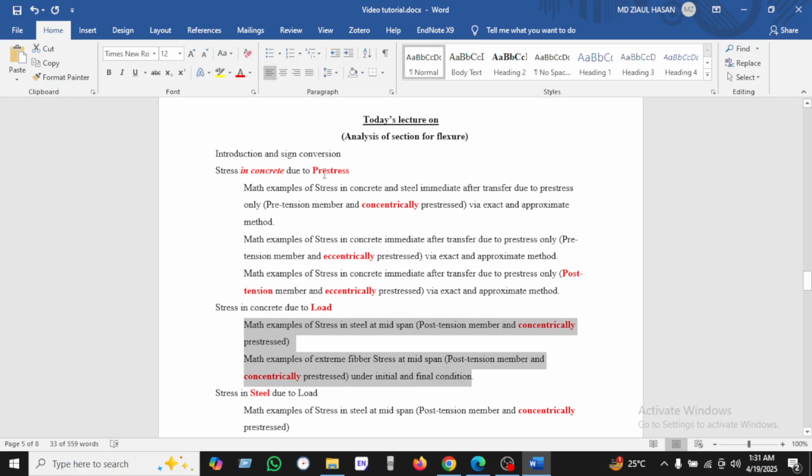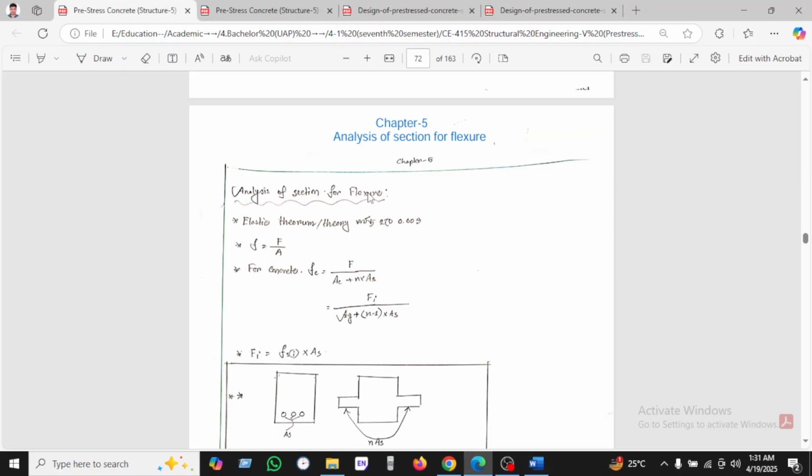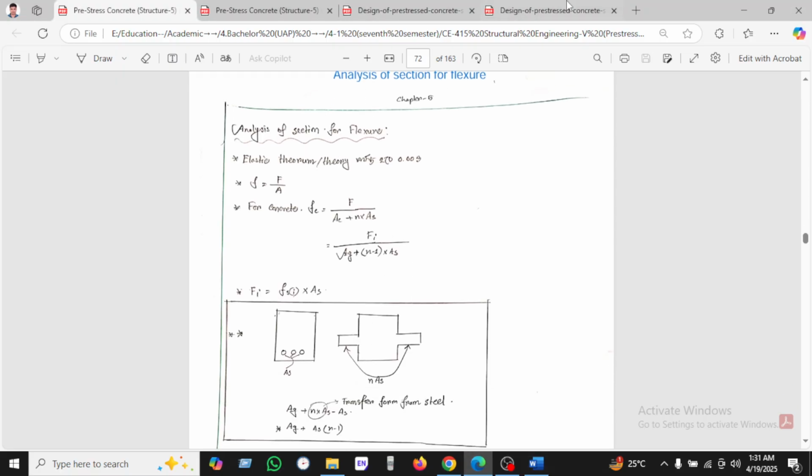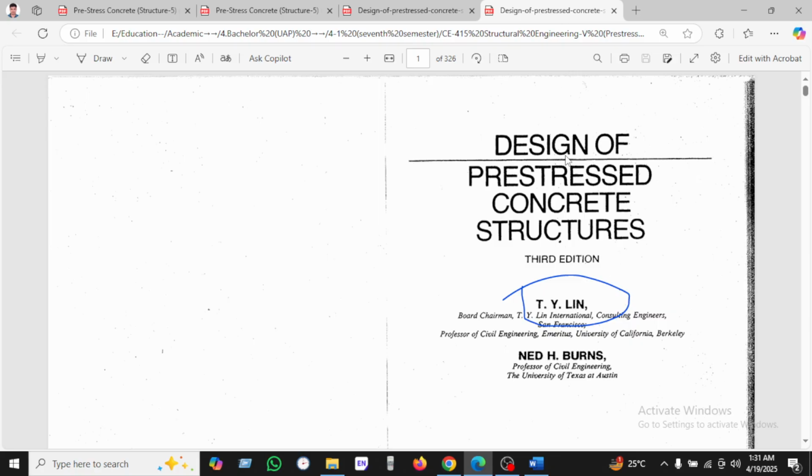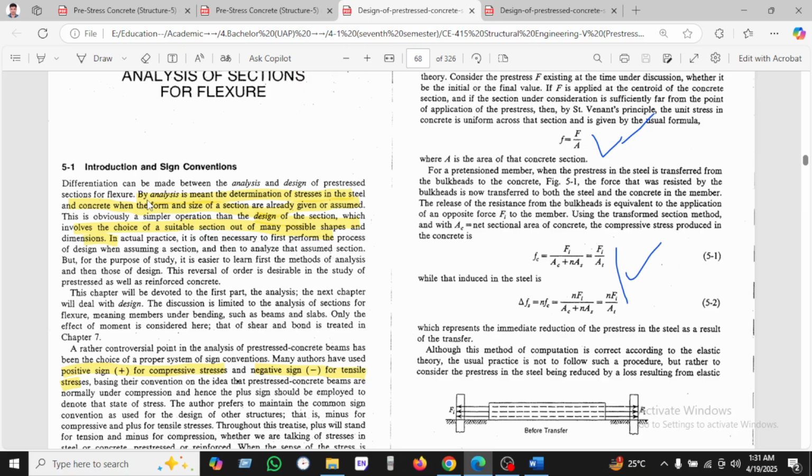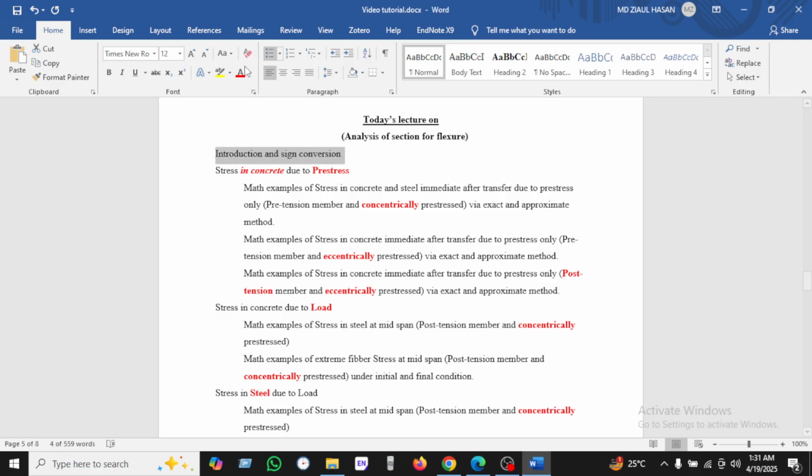So let's start with the introduction and sign convention. Here is the chapter. Before I start, I am taking the reference of this book, Design of Prestressed Concrete Structures by T.Y. Lin. The sign convention we use in analysis is: positive sign for compression and negative sign for tension. These are the sign conventions.